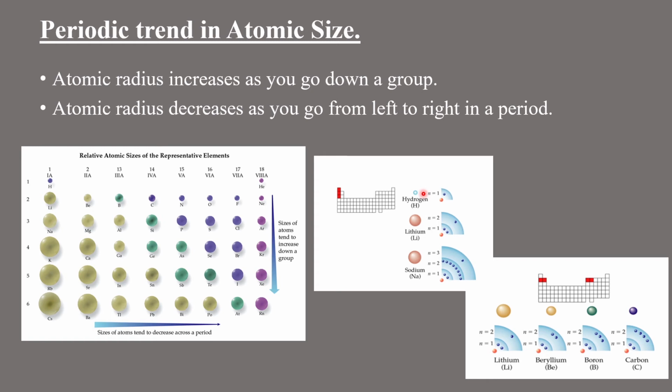According to Bohr's atomic theory, we have shells outside the nucleus. The number of shells starts from n equals 1 and they go up to infinity. Each shell can hold a maximum number of electrons, and that maximum number of electrons can be determined with the help of the 2n squared formula.